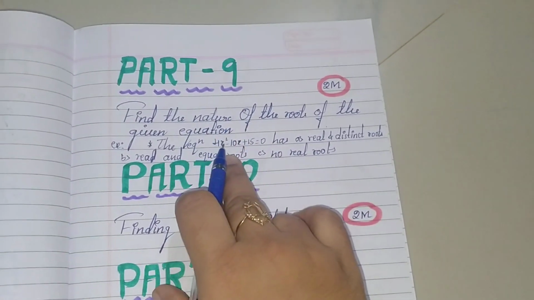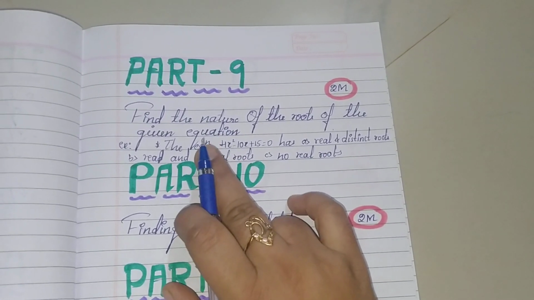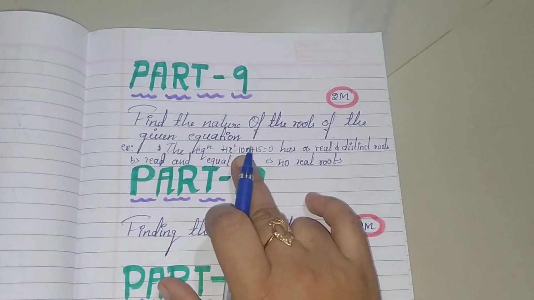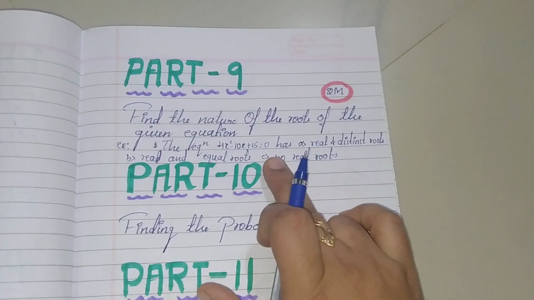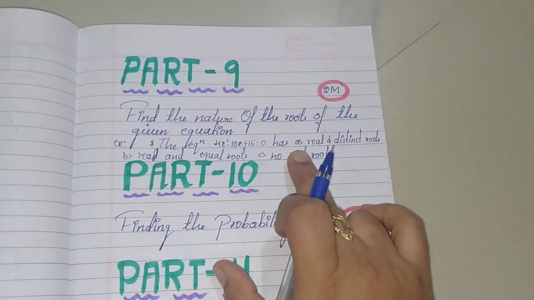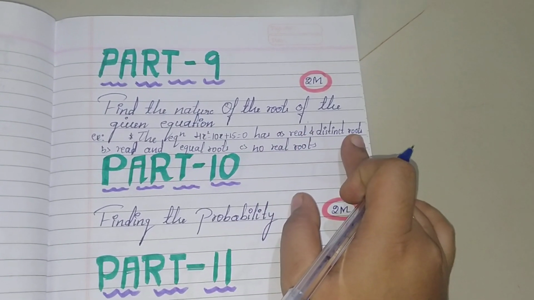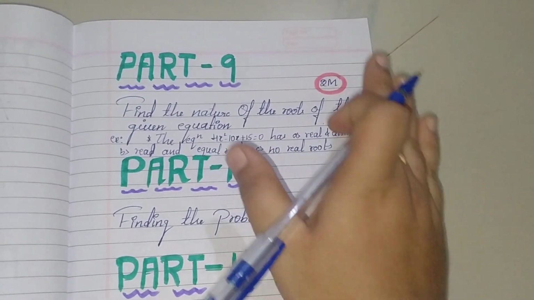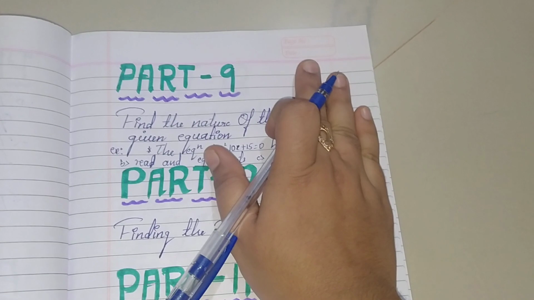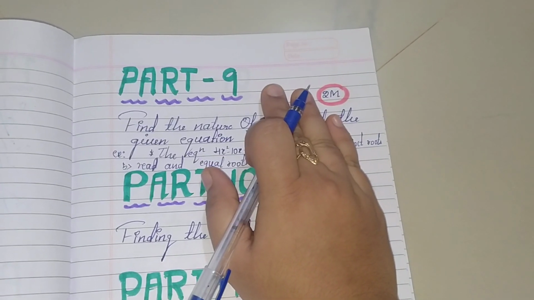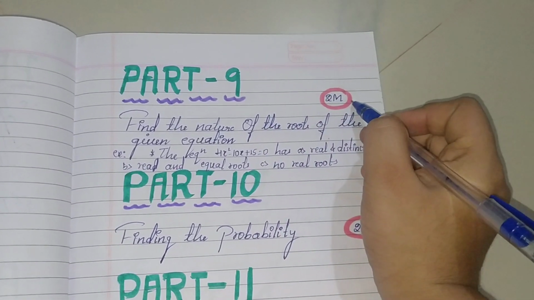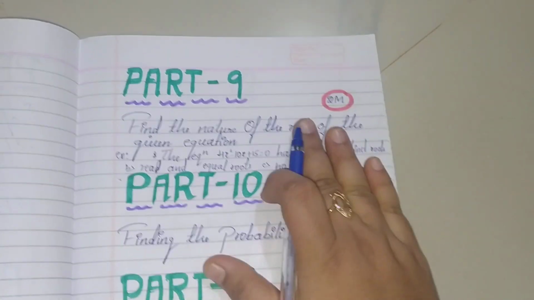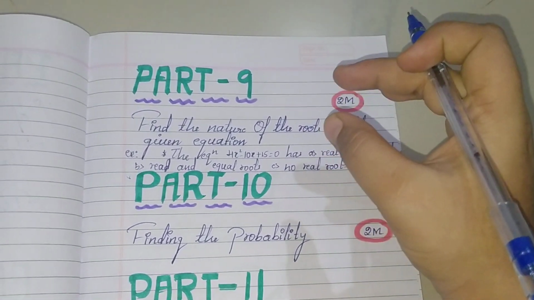What you have to check here is the equation. For example, I have shown over here, you can see the equation 4x square minus 10x plus 15 equals 0 has real and distinct roots, or real and equal roots, or no real roots. This you have to find by calculating the discriminant. If you are practicing this part 9, you are surely going to get 2 marks from this concept.